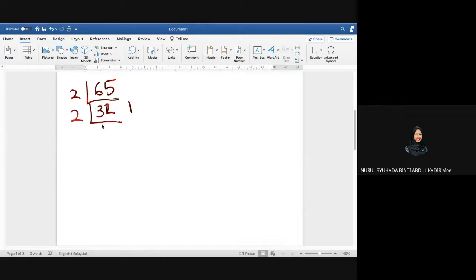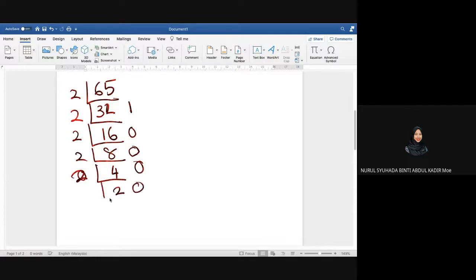Then 32 divided by 2 you dapat 16, baki kosong. 16 divided by 2 you got 8, you get 0 as the remainder, divided by 2, 4. Dua. Satu bahagi dulu kosong satu. Okay, so the answer is 0, 1, 0, 0, 0, 0, 0, 1.